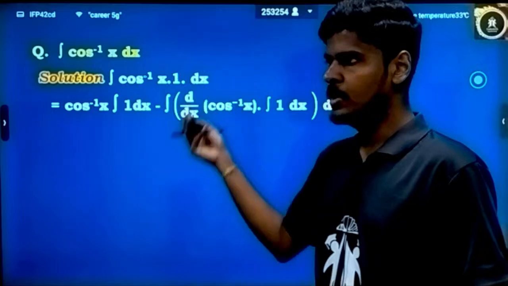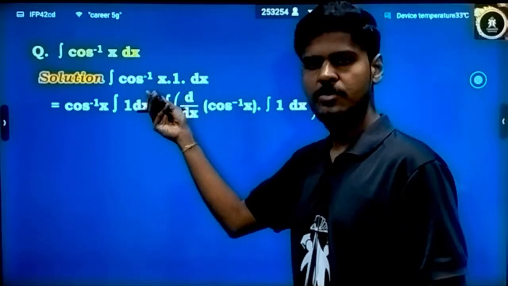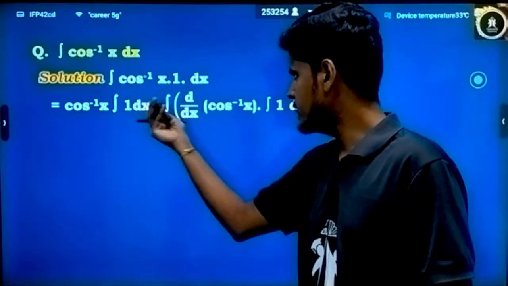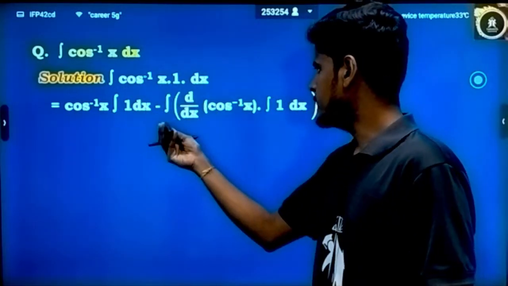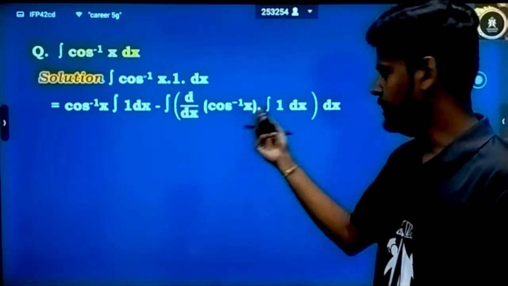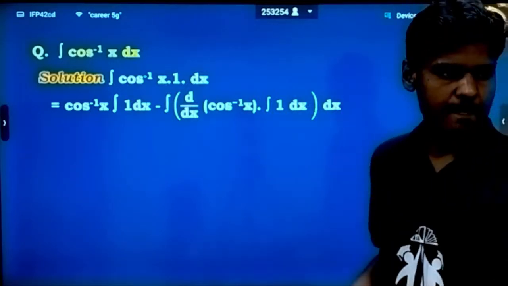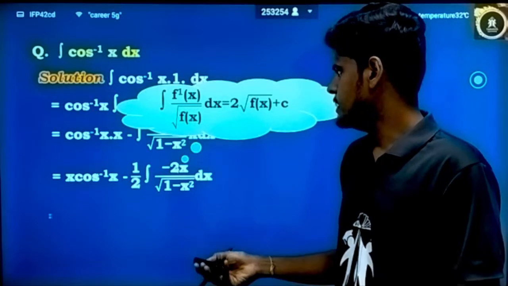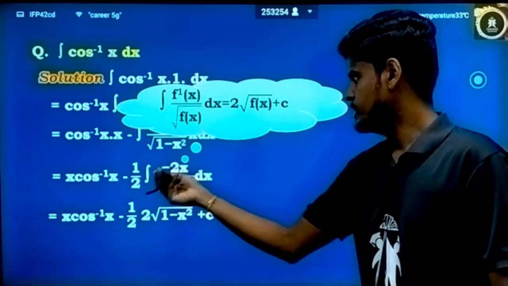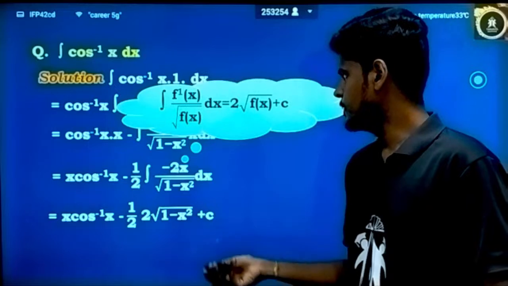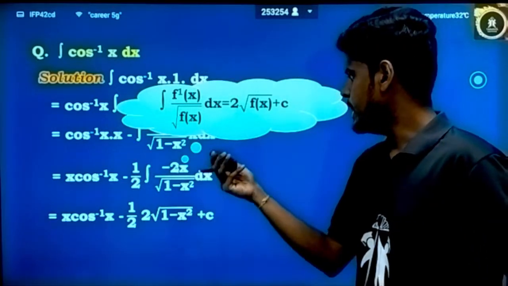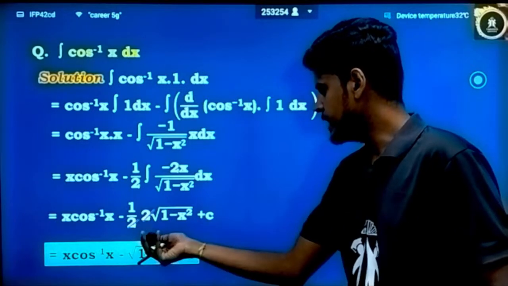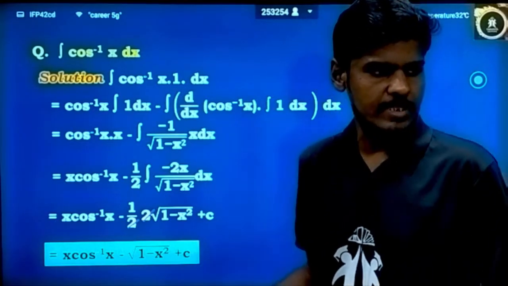So cos inverse x into 1 dx, we will take this function as u, first function into integral of second function, minus integral of differentiation of first function into integration of second function dx. So the final answer is, this is of the form du by root u, dt by root t, the answer is 2 root t. So this 2 will get cancelled, x cos inverse x minus square root of 1 minus x square plus c.